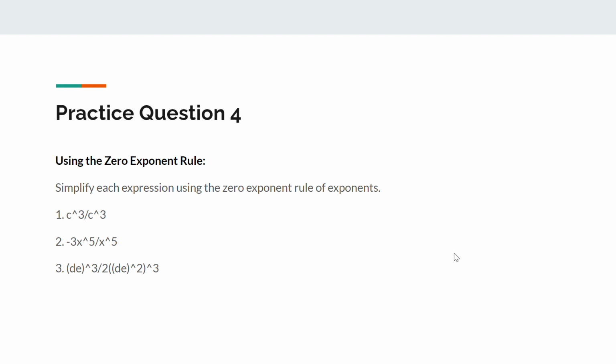And the next practice question, using the zero exponent rule. Simplify each of the following expressions using the zero exponent rule of exponents. And I'll give you guys a bit more time for this one, since it's harder than the previous ones.